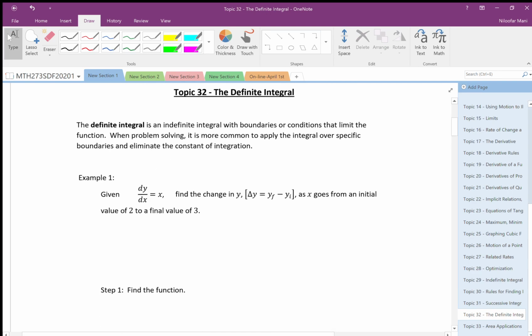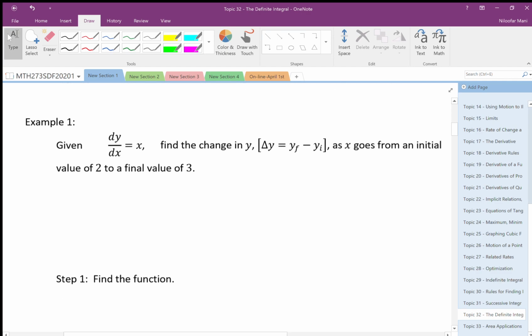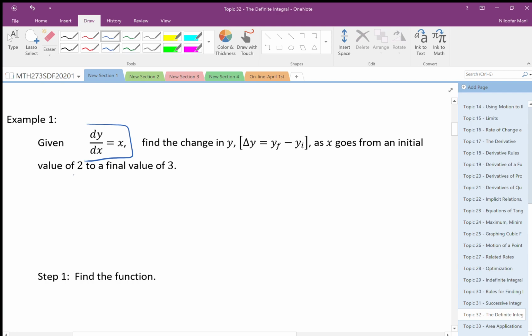Okay, now we go back and read. The definite integral is an indefinite integral, but I have boundaries from where to where. I have a condition, I have a limit from where to where. So when you do the question, you have to consider that you have something from somewhere to somewhere. Okay, how do you do it? For example, given the derivative is x, what is the original function from 2 to 3? It means I want the original function, but I have boundaries from where to where. How do you do that?